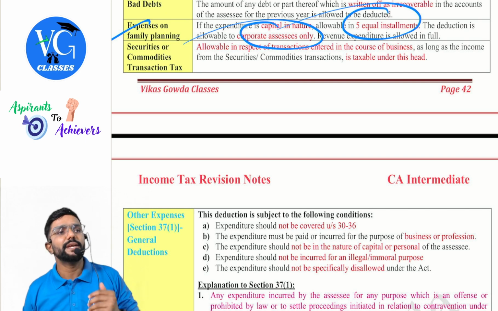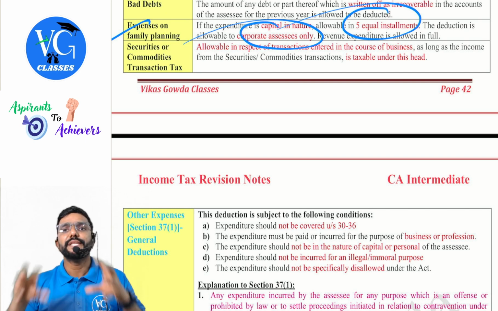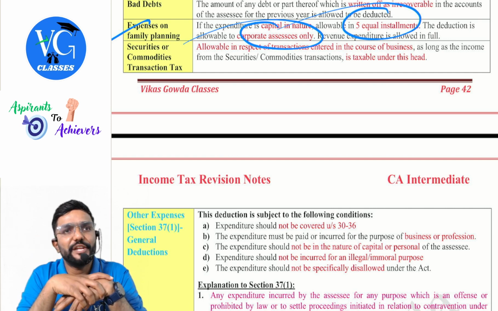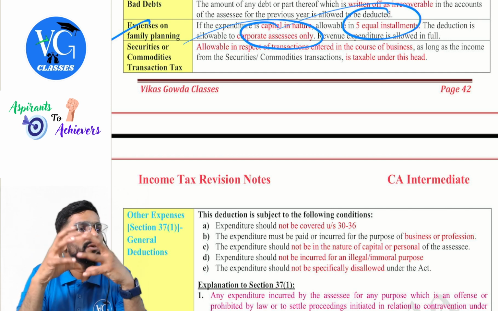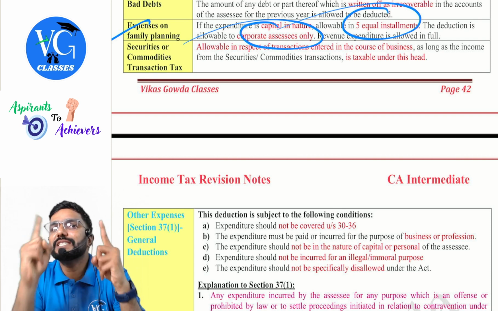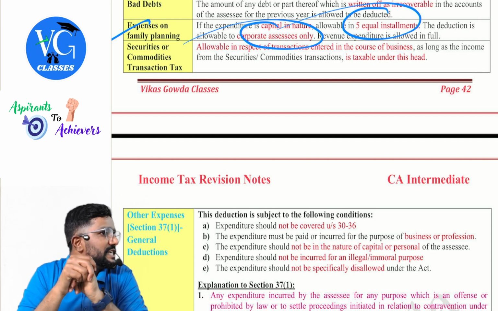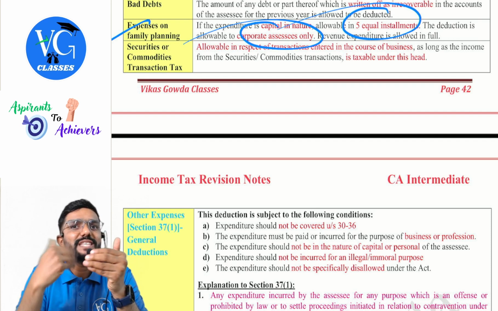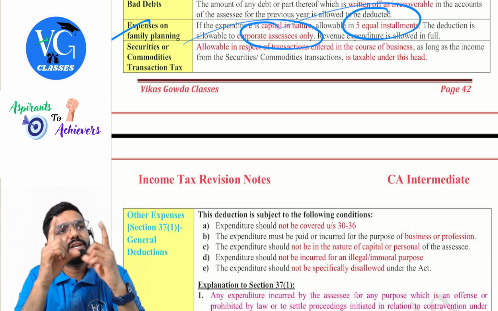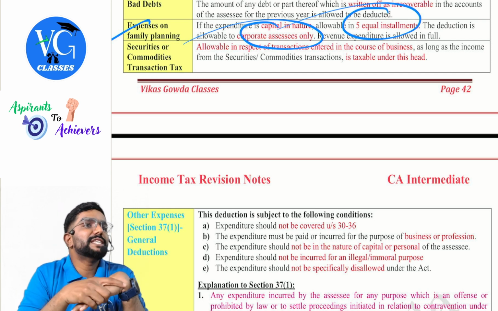Okay, sir. Then STT and CTT, securities transaction tax or commodities transaction tax, if it is paid, it is allowed as an expenditure only if securities or commodities are stock for you. That is, when you sell it, the sale value is taxable under the head PGBP, only then STT and CTT is allowed as an expenditure.